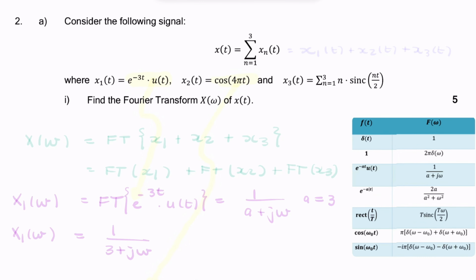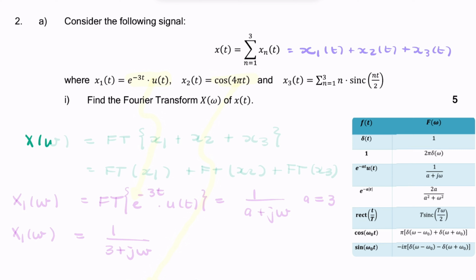This question is about the Fourier transform. We're given a time domain signal x of t. This notation simply means that x of t is the summation of x1 plus x2 plus x3, where each of these x1, 2, and 3 are given, and we're being asked to find the Fourier transform, x of omega.